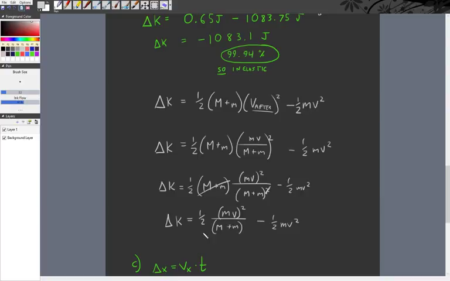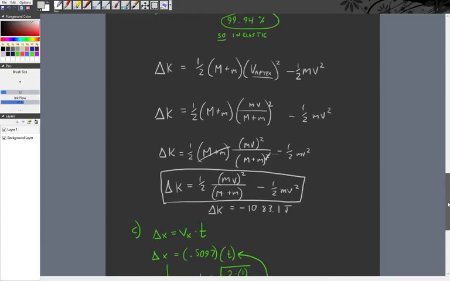In fact, again, I really did this. I plugged in the numbers for the mass of the bullet, the velocity we used, all this good stuff, and I got the change of kinetic energy is negative 1083.1 joules. So I got the answer we got. And this, again, is the algebraic form of the solution to part B. Hopefully these steps make sense.